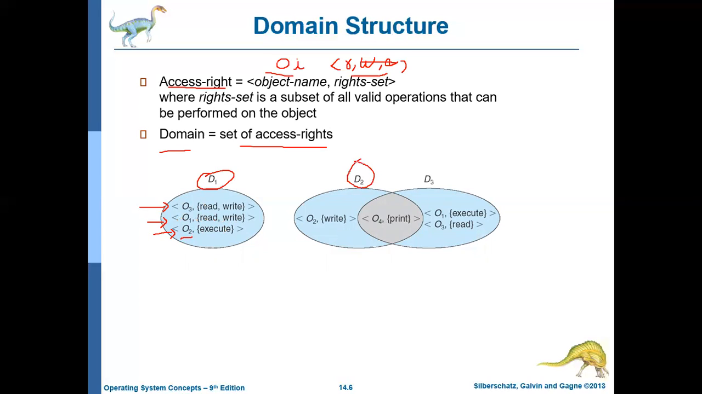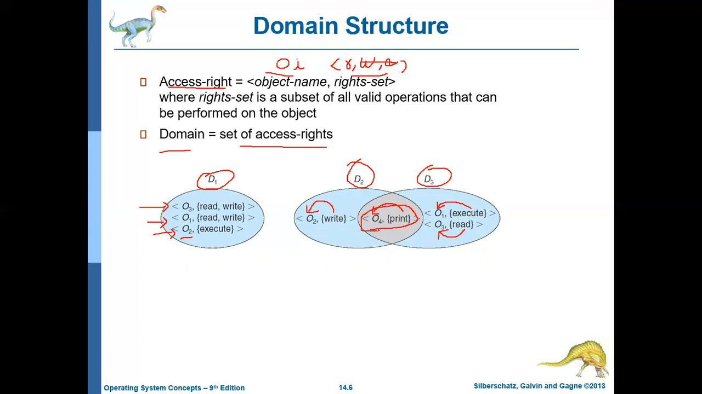And there is another domain D2. What it says is that a given user can perform write operation on the object O2, and a given user can perform print operation on the object O4. Similarly, there is another domain D3 which says that a given user can perform print operation on the object O4, and a particular user can perform execute operation on the object O1, and the user can perform read operation on the object O3. Okay.